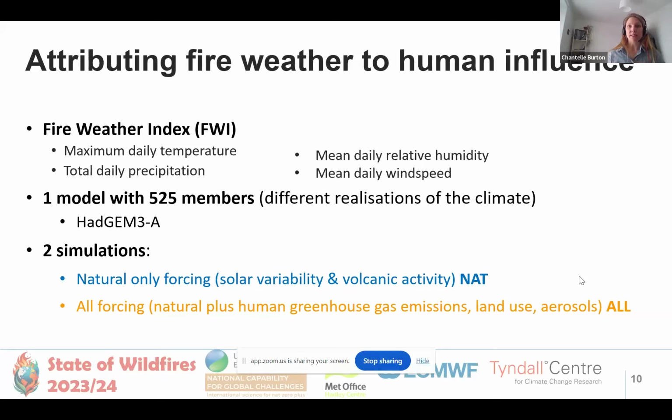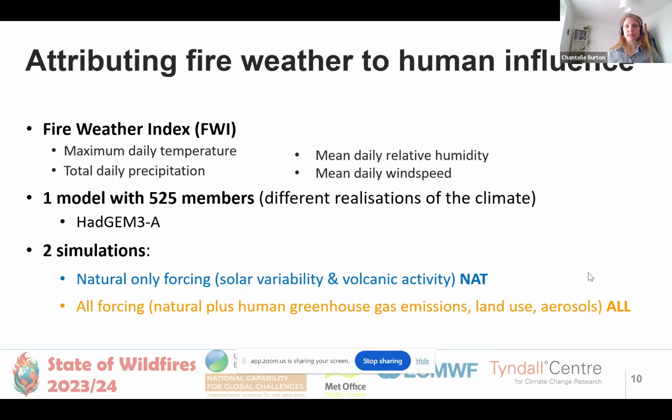So this is more the event attribution definition. Here we're using fire weather index, so the Canadian FWI, which uses daily temperature, precipitation, humidity, and wind speed. And we're using the HadGEM3-A model, which has 525 members, different realizations of the climate, with 2 different simulations.